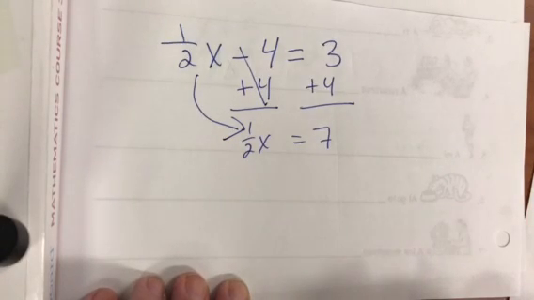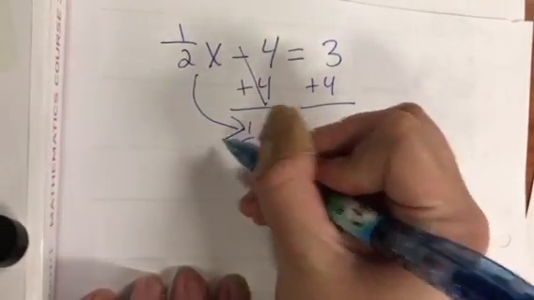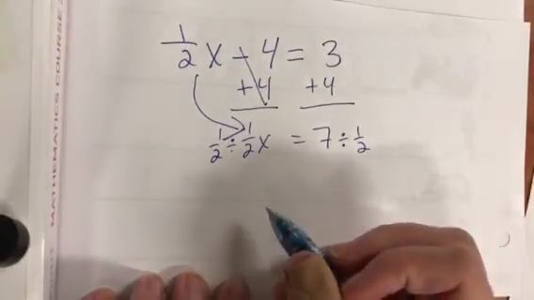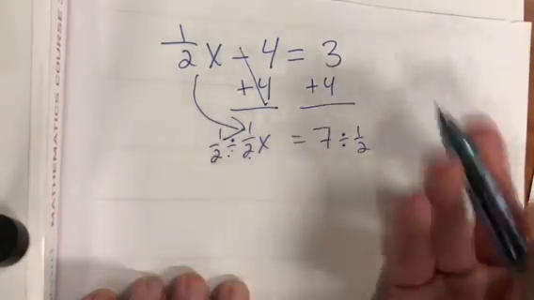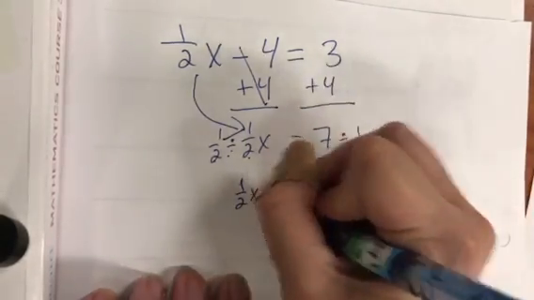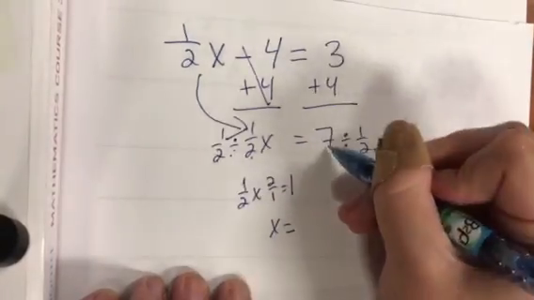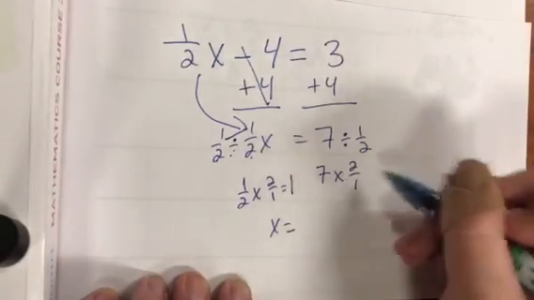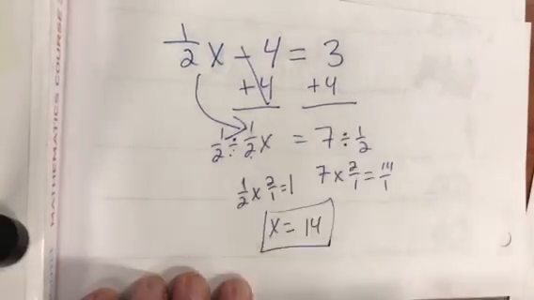Wait, hold on. Why are we dealing with fractions? Well, we're trying to get rid of this. This is the inverse of multiplication, so we're going to divide by 1/2. Dividing fractions, the important thing to remember: keep, change, change. So it's 1/2 times 2/1, which ends up as 1, and I'm left with x on this side. So I do the same thing. 7 times 2/1, multiply by the reciprocal. 7 times 2 equals 14/1, that's 14. So x equals 14. It's not as bad as you guys think.